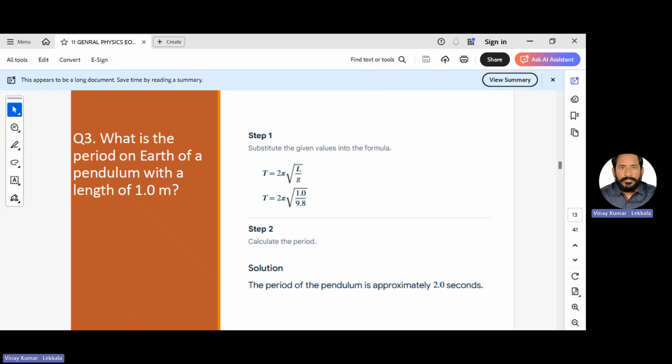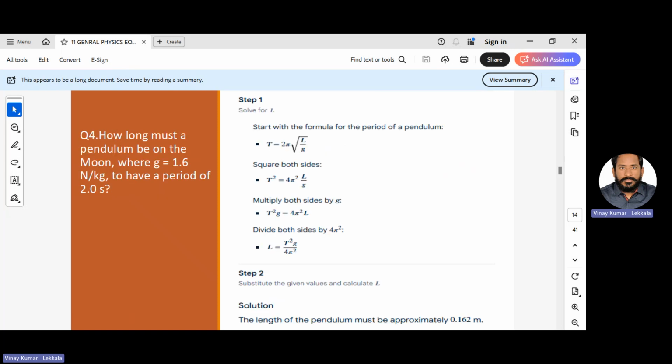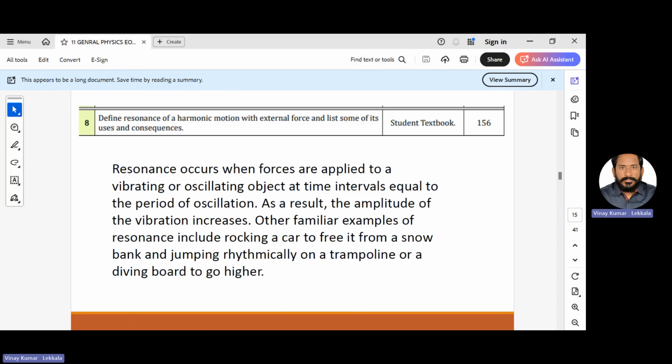By substituting the values in the respective positions, you can calculate them. Here also the fourth question is the same. Next, the eighth question: harmonic motion and its uses and consequences. Resonance means two vibrating objects, two simple harmonic motion objects, are in resonance when their frequencies are equal. When their frequencies are equal, we call that resonance.